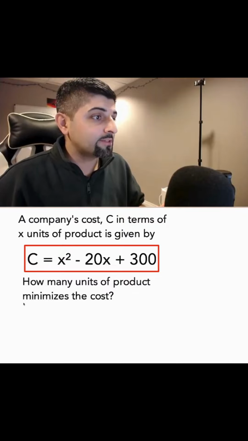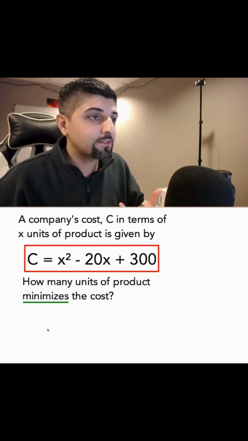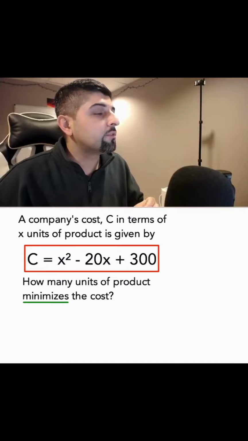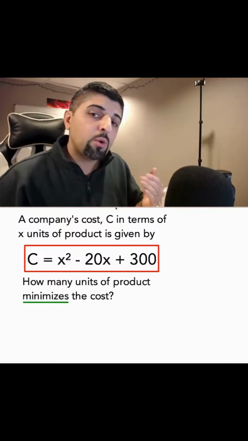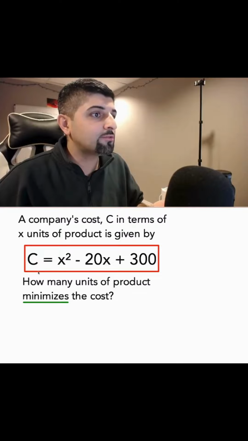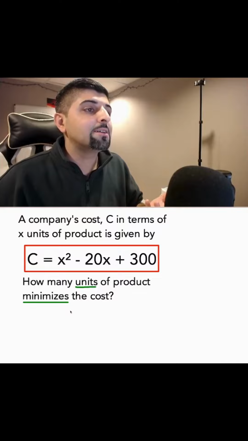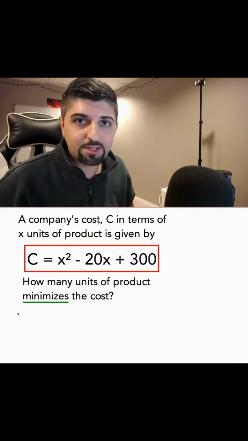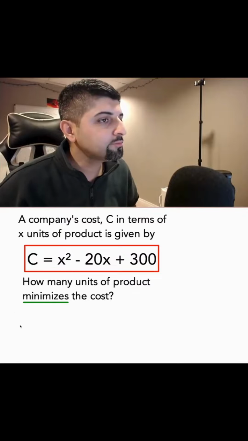And "minimizes" is an incredibly useful and important word here. Minimizes points to a very specific point on my parabola. So for a parabola, the lowest or highest point is always the vertex. Okay, so I am trying to find the vertex, and in this case, because it says units, and units is x, I have to find the x coordinate of the vertex. That's my goal. Let's do that.